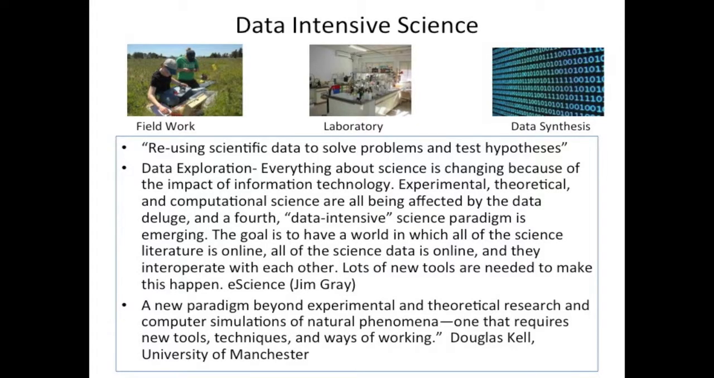I'm going to read you another long definition of data-intensive science because I think it's worthwhile. This is from Jim Gray, a leader in cyber infrastructure. "Everything about science is changing because of the impact of information technology. Experimental, theoretical, and computational science are all being affected by the data deluge. And a fourth, data-intensive science paradigm is emerging. The goal is to have a world in which all of the science literature is online, all of the science data is online, and they interoperate with each other. Lots of new tools are needed to make this happen." Pretty good definition. Wouldn't that be a pretty good world if we were there already?